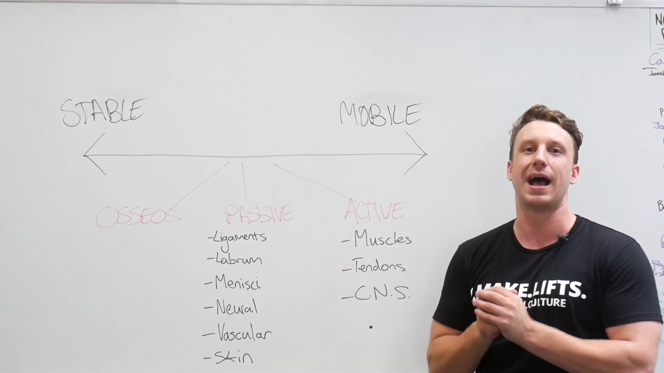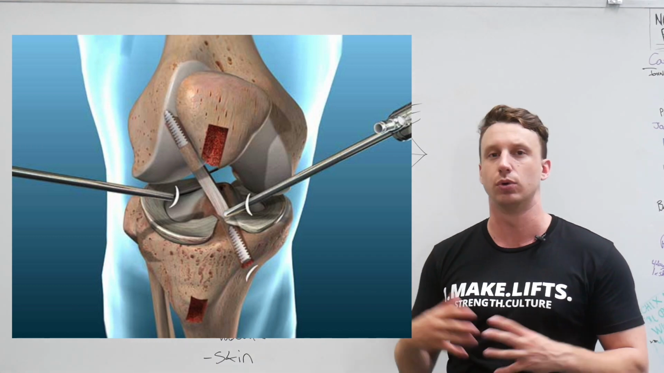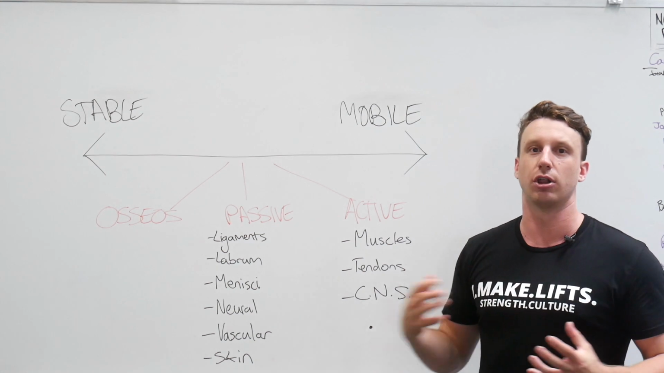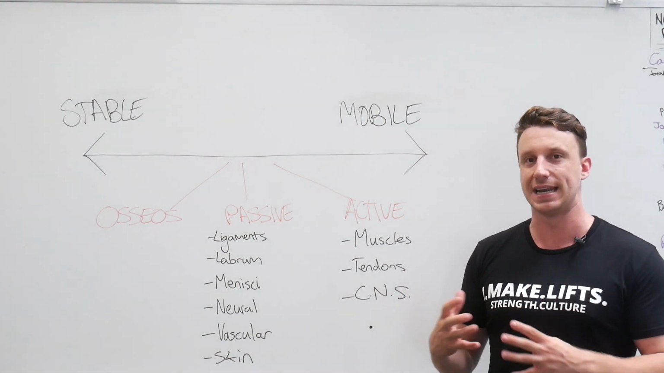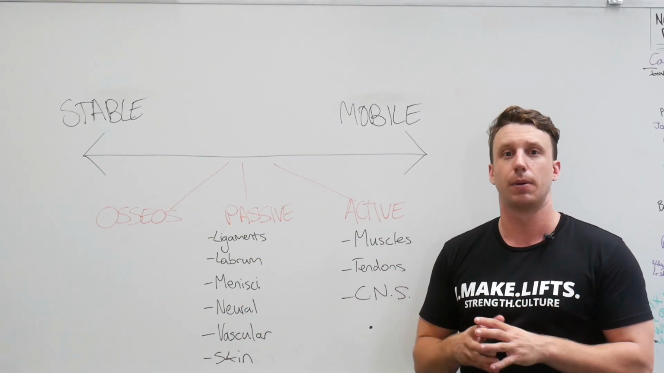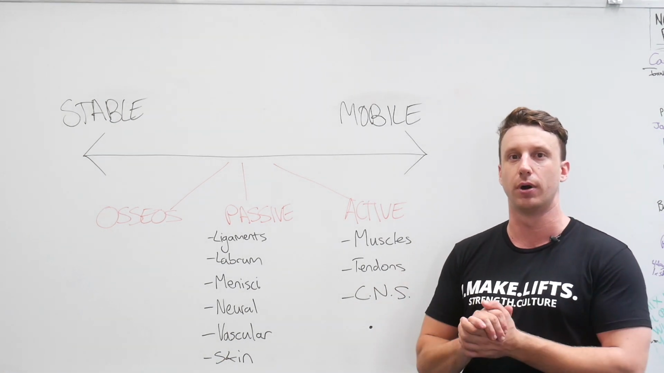Same thing could happen with a passive restraint. A surgeon could go in and fix an ACL, and that would then obviously move the joint to a more stable end of the spectrum, and we're closing down some of that frontal or transverse plane range of motion at the knee. So that would be osseous and passive restraints, purely dependent on genetics and the formation of your body.